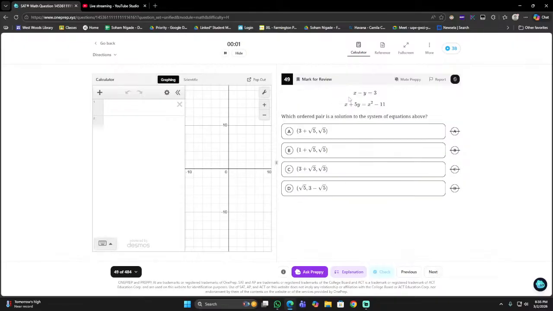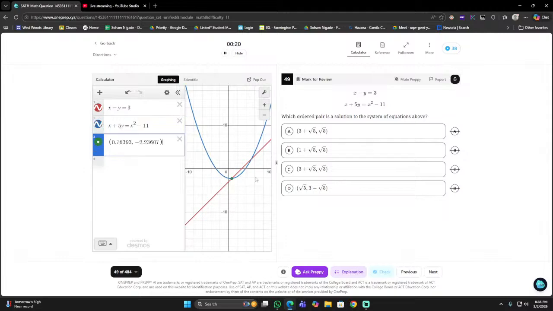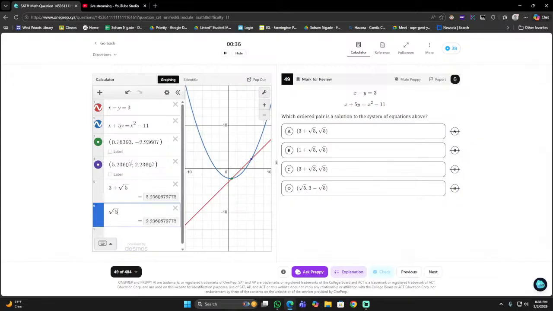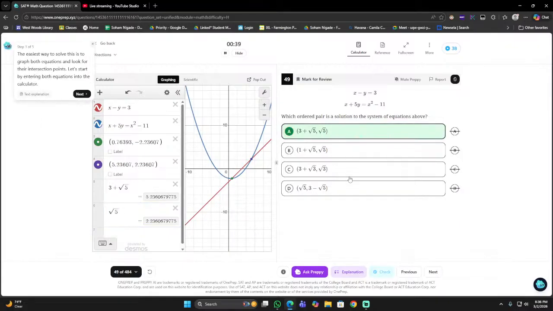Next one. Okay, x minus y, whatever it is. First thing you want to do is put this in decimals. x minus y equals 3, x plus 5y equals x squared minus 11. Ordered pair, so we have this point here and this point here. So we're going to do 3 plus square root of 5. What do we get? Is that even a solution? Sure. And then square root of 5 is 2.23. This is the correct answer, boys.